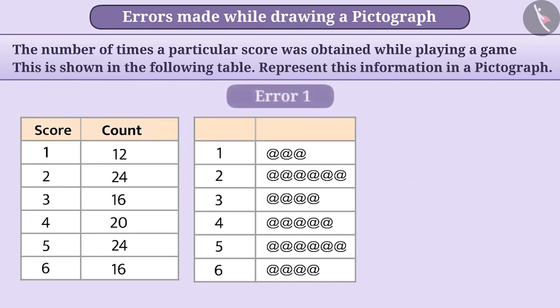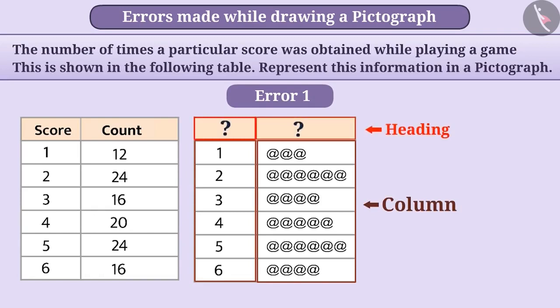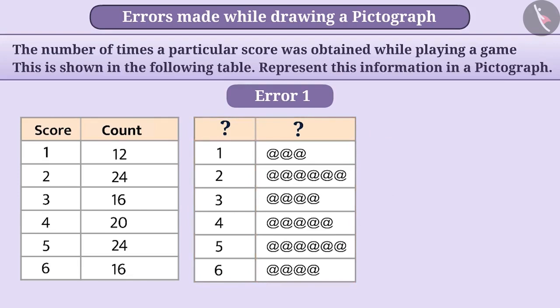Let me explain. Error 1. Some children forget to write the headings of the column while drawing the pictograph. Because the headings are not given, what information the pictograph represents is not known. Here, we can write the heading of the first column as score and the heading of the second column as count. This tells us that this is a pictograph to represent how many times a particular score was achieved in the game of dice.